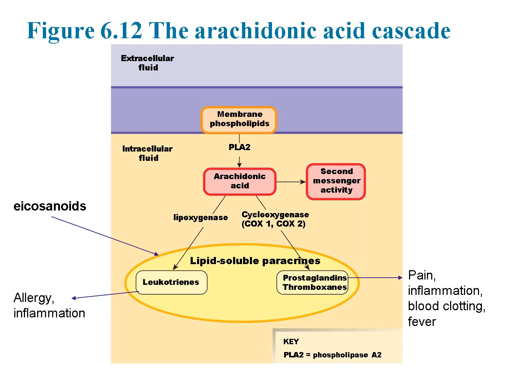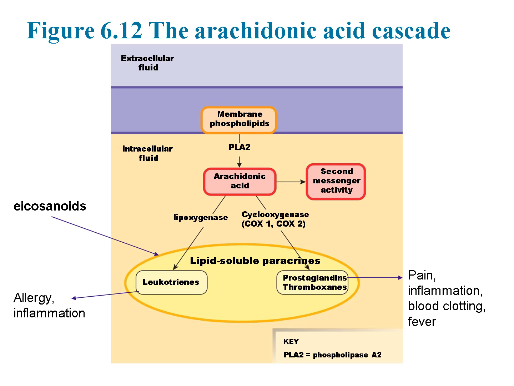The arachidonic acid cascade is a key pathway in the production of signaling molecules known as eicosanoids, which play a major role in inflammation, pain, fever, and allergic responses. It all begins with membrane phospholipids. When triggered by a stimulus, an enzyme called phospholipase A2, or PLA2, converts these phospholipids into arachidonic acid within the cell's cytoplasm. Arachidonic acid can follow two main enzymatic pathways.